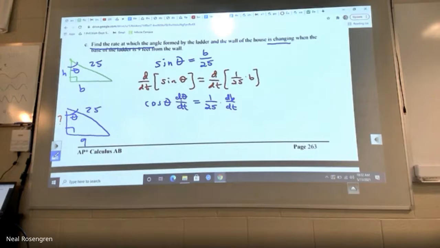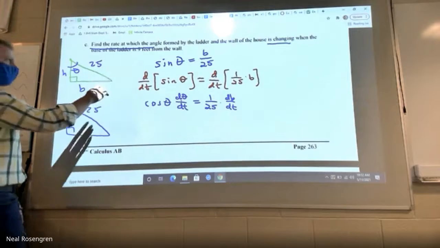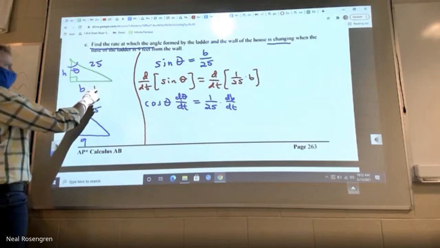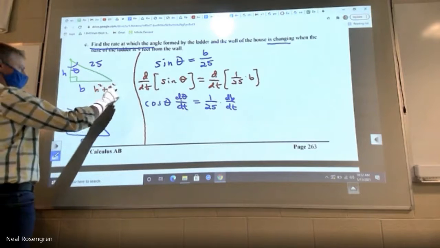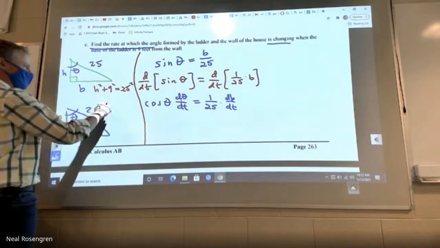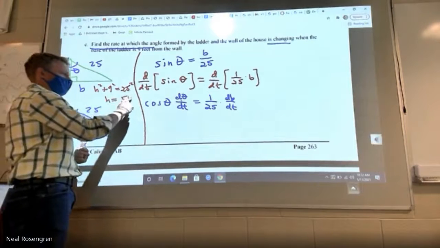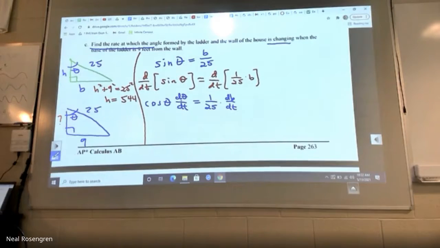How are we going to figure out that length? Pythagorean theorem. Okay, so sneak it in somewhere. I should have left myself a little more space because I knew this was going to happen. I don't know, call it h squared. H squared plus 9 squared equals 25 squared. So let's see. 81 from 625. 544, I think. Anybody back me up there, calculator? Yeah, 625. Yeah, that works.